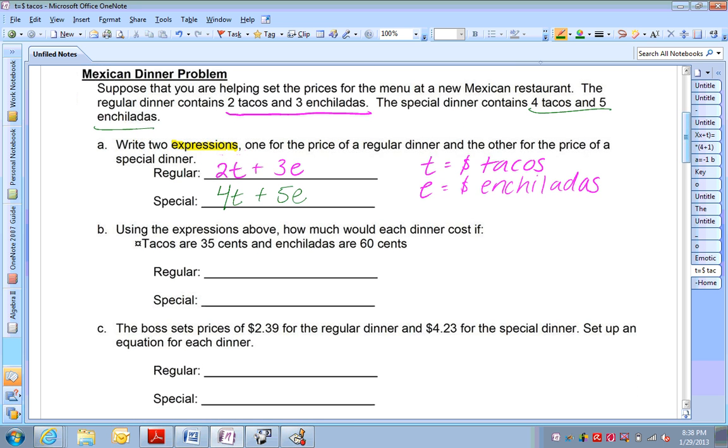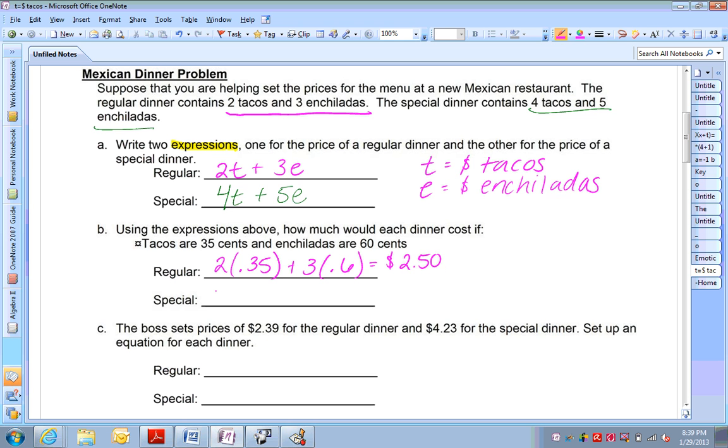Alright, moving on to part B, it says, using the expressions above, how much would each dinner cost if tacos are 35 cents and enchiladas are 60 cents? All we're going to do now is plug in 35 cents where we see T and 60 cents where we see E. So we're going to write 2 times 0.35 plus 3 times 0.6. And if you enter that into your calculator, you should end up getting $2.50.